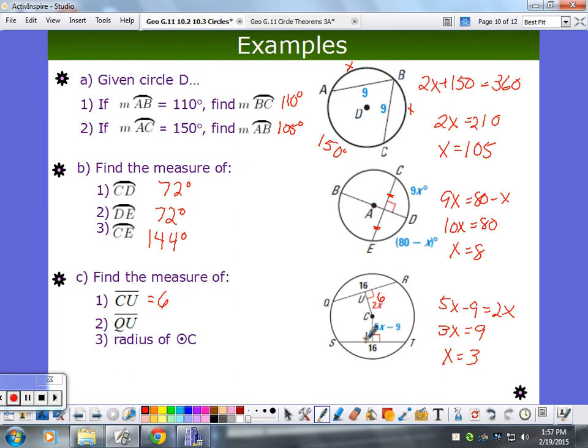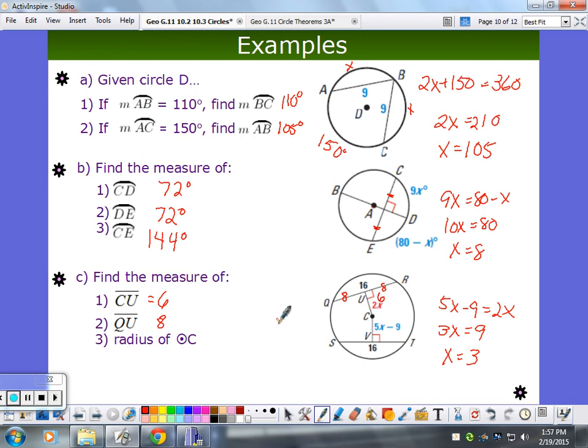And then QU, where's QU? That's this piece. What's QU going to be? Right here? 8. Why? If the chord is perpendicular to another chord, then it bisects it. Bisecting, right? Yep, that's what's happening here. So that one's going to be 8.